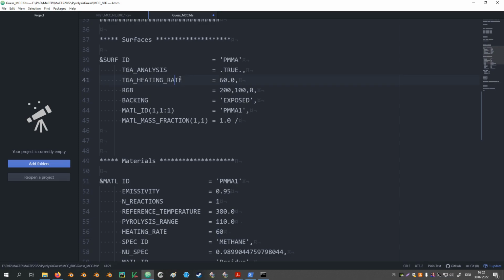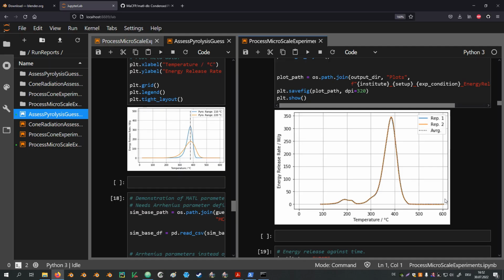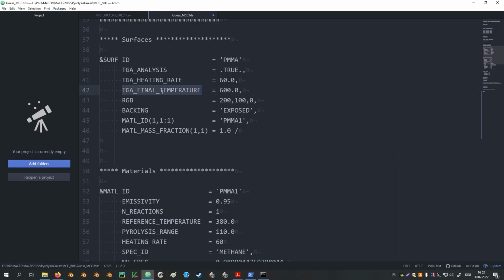Then we also need to define an end temperature when the simulation is supposed to stop. For that we look at our experiment data again, and we see that at about 600 degrees Celsius the experiment stopped. So we set the TGA_FINAL_TEMPERATURE to 600 degrees Celsius. By the way, the start temperature is the ambient temperature defined in FDS. So if you wanted to have a different start temperature than the default, you would change the TMPA parameter.